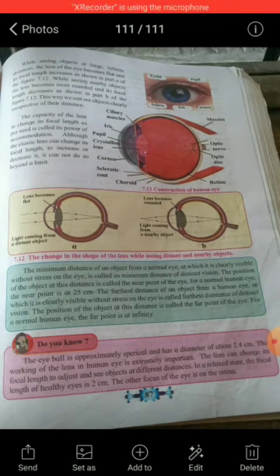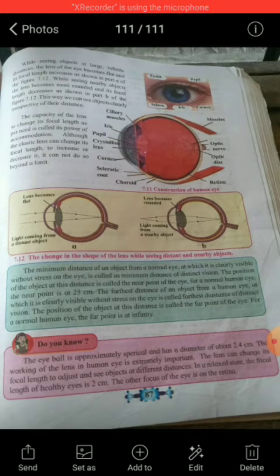While seeing an object at a large or infinite distance, the lens of the eye becomes flat and its focal length increases, as shown in part A of figure 7.12. In this, when the object is at a far distance, we can see that the lens becomes flatter, so the focal length increases and you can see the object clearly.